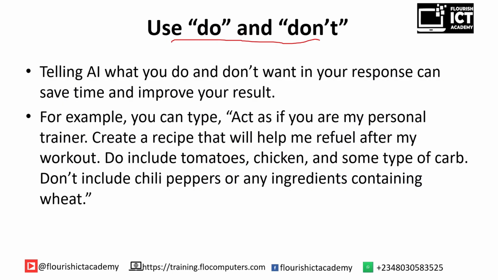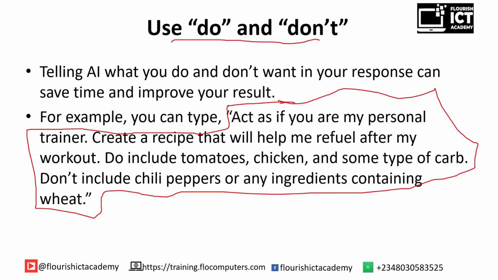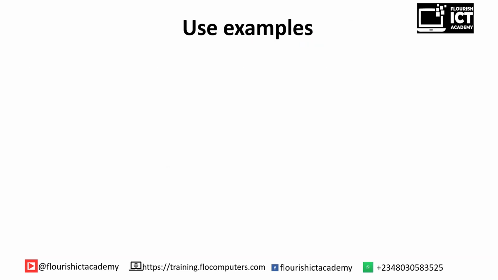Create a recipe that will help me to refuel after my workout. Do include tomatoes, chicken, and some type of carb. Don't include chili peppers or any ingredient containing wheat. You see, that is a very good prompt that AI is going to produce the best result for. So use do and don't. That is going to help tailor your response, and it's going to save time and also improve your result.